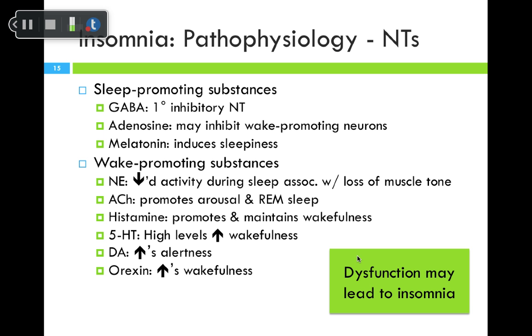GABA stands for gamma aminobutyric acid. And so as the primary inhibitory neurotransmitter, GABA will slow nerve firing so that in general just everything gets slowed down, and that just tends to cause sleepiness. Adenosine inhibits wake-promoting neurons. Melatonin induces sleepiness.